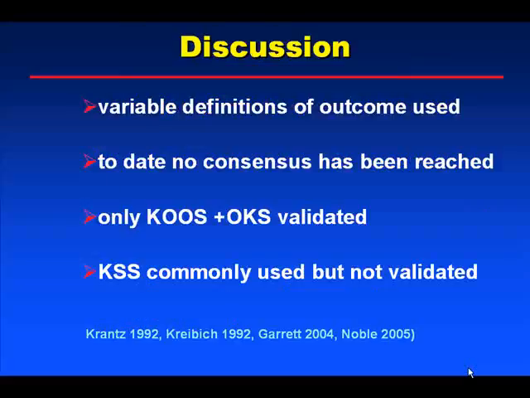So as mentioned before, variable definitions of outcomes have been used, and we as surgeons, especially in arthroplasty, tend to focus on performance indicators such as survival rates of our prosthesis. No consensus has been reached until today, and just to remind you, the Knee Society score is very commonly used to report outcome but has not been validated. The only 2 validated scores are the KOOS and the OKS.